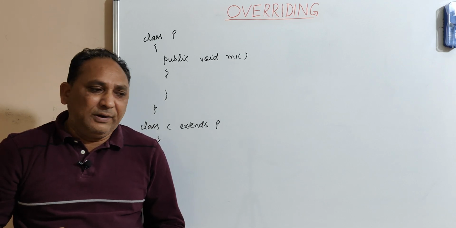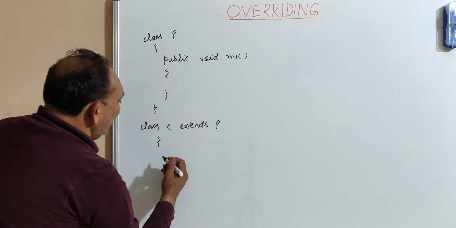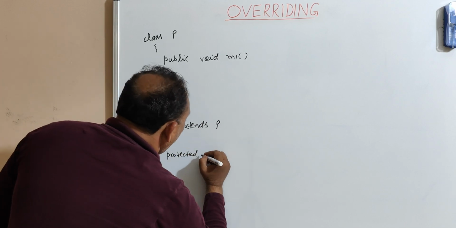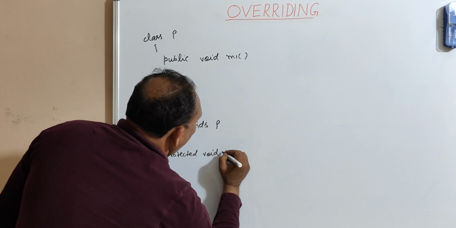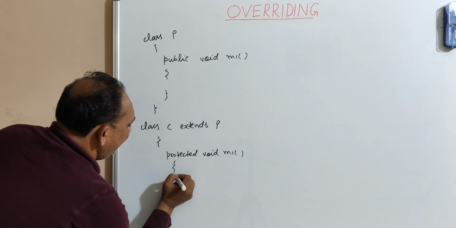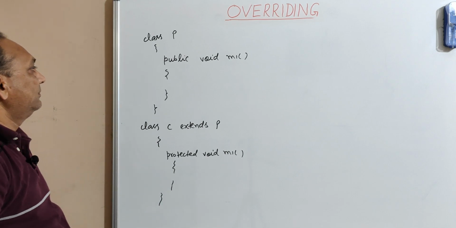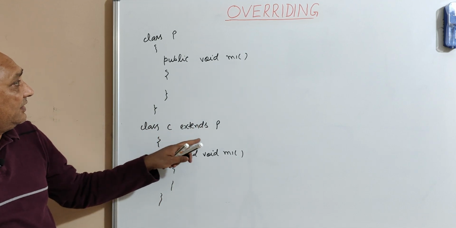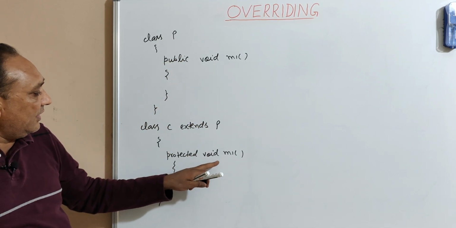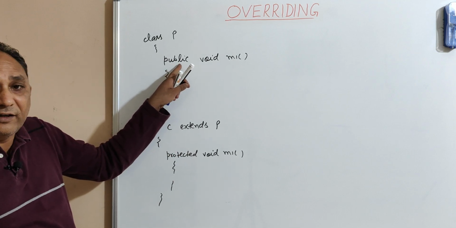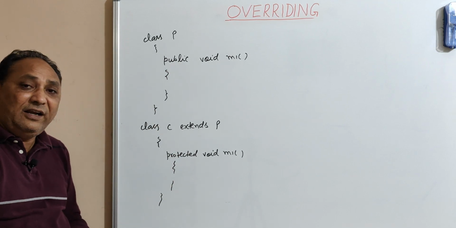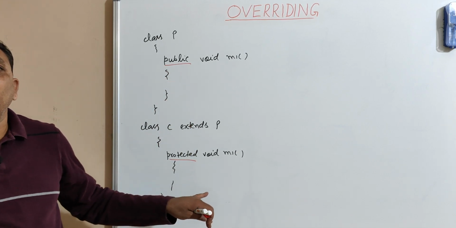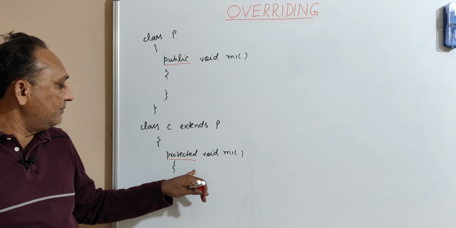Now public to protected is possible. I am going to make it as a protected void m1, correct? Simple class P having method m1, and in class C extends P, I am going to override this method as protected. Here it is public, and in the child class it is protected. Is that possible? No. Immediately the compiler will give an error.